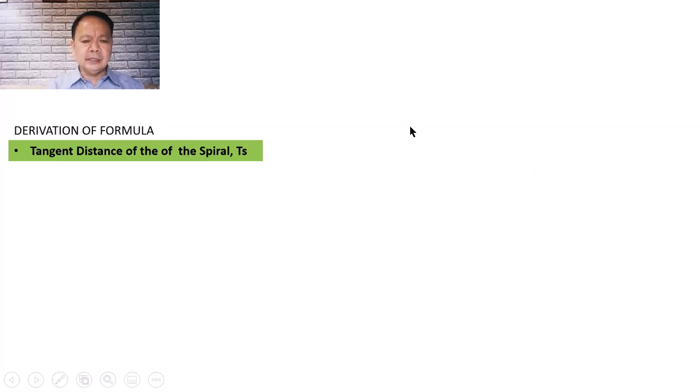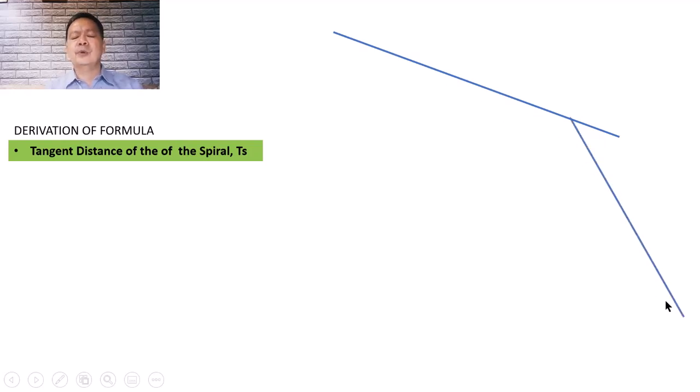So let us again draw here our simple curvature. Let us imagine that we have here drawn our tangent. This is the back tangent of the simple curvature. And somewhere here, we try to draw our forward tangent such that this becomes our I sub c. Now, with this, we try to establish the position of our PC in the simple curvature, assuming that this is the position of the PC.